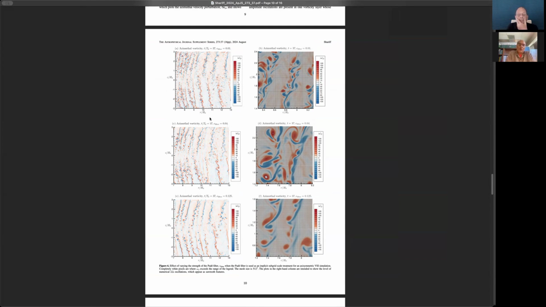Okay, so this is an instability mechanism that was sort of discovered, or I would say rediscovered, a few years ago, which arises in protoplanetary disks because protoplanetary disks have a temperature gradient in the radial direction.